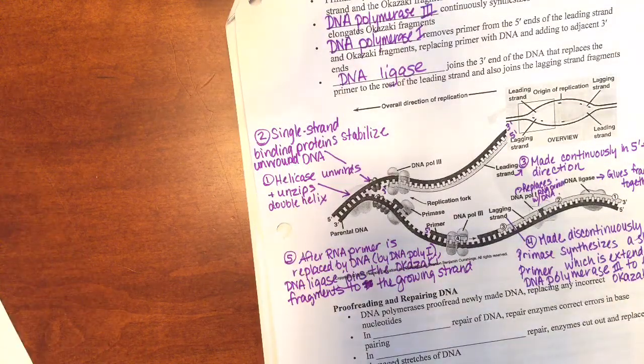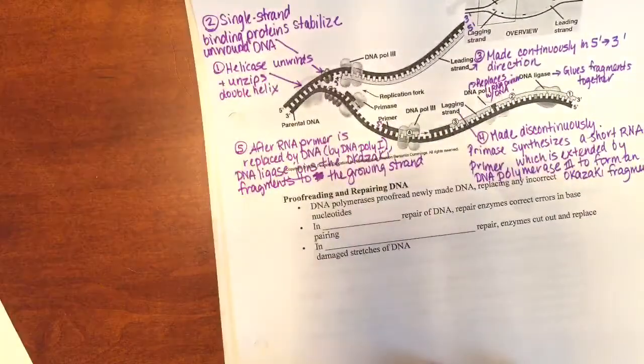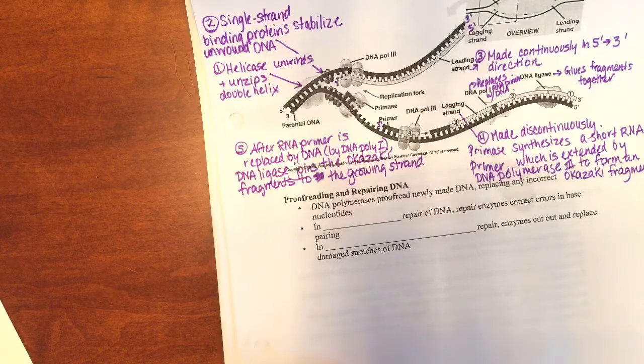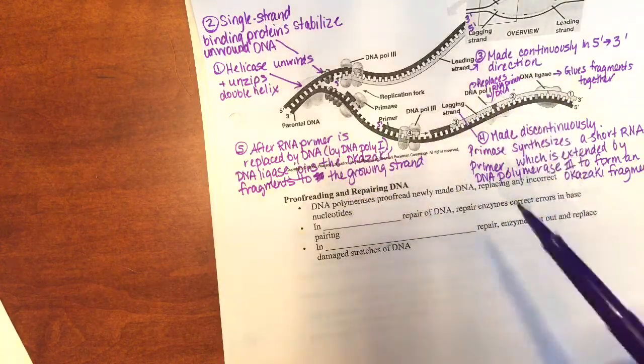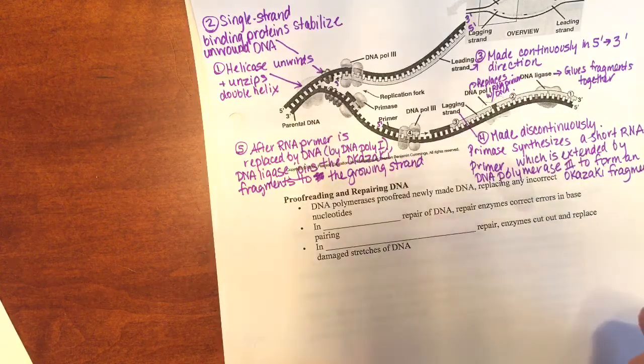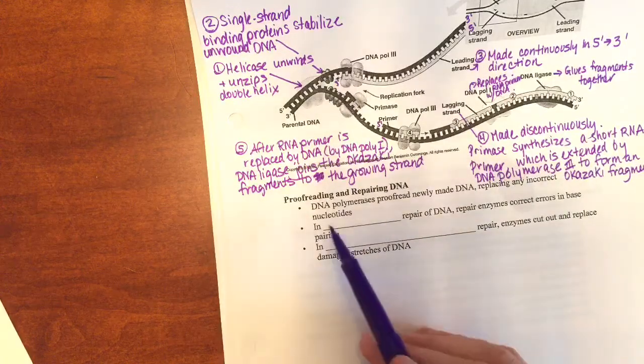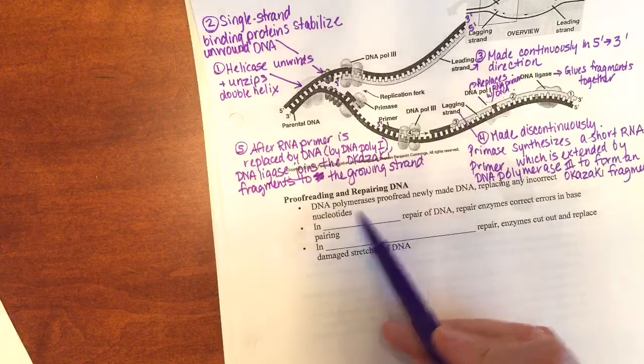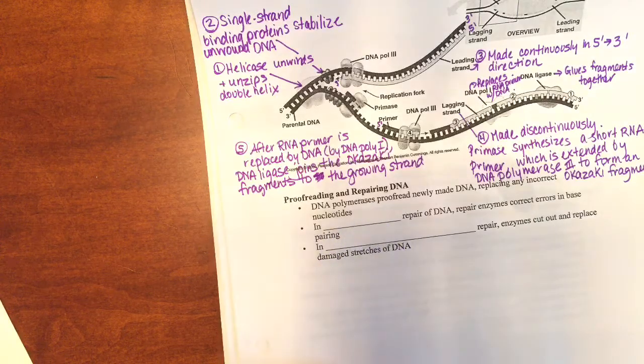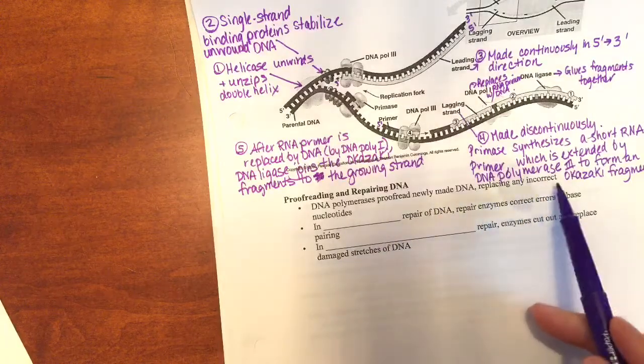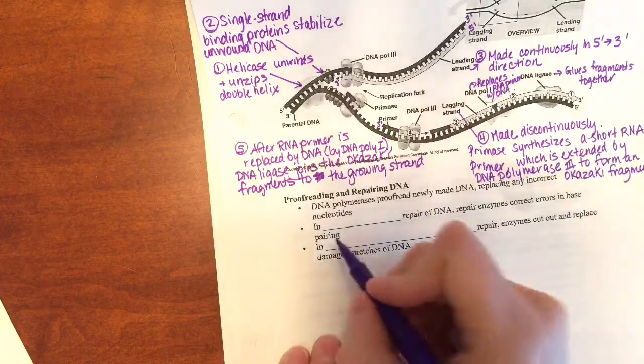Alrighty. So then what happens, doesn't happen very often, but what happens if there's a mistake? So this is proofreading and repairing DNA. Luckily, if the mistake gets added, let's say the DNA polymerase tries to add a T to a C, and you know that T is supposed to go with A. So we have enzymes, other classes of DNA polymerases. We talked about 3 and 1. There are different classes of them. They proofread newly made DNA, replacing any incorrect nucleotides.